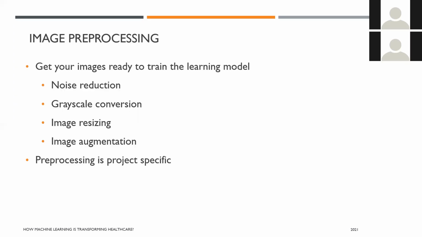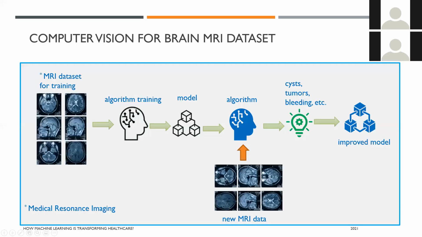So after the pre-processing, the dataset is ready for testing and improving the algorithm as shown in the diagram. When the model is exposed to new data, it can predict the diagnosis of a cyst, tumor, or bleeding. This was a brief introduction to computer vision. Let's move to the next subfield called natural language processing.